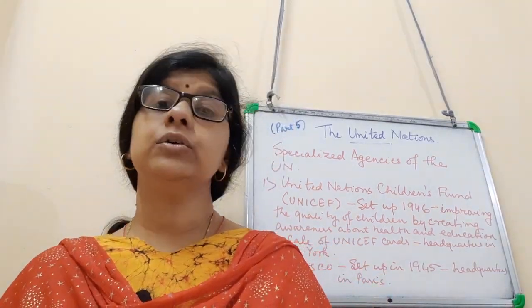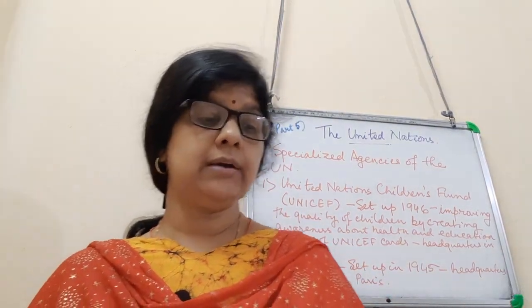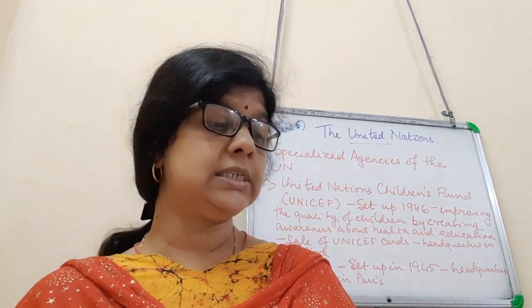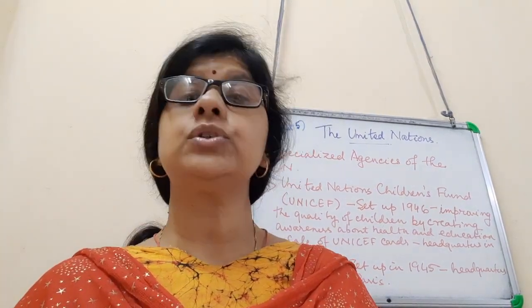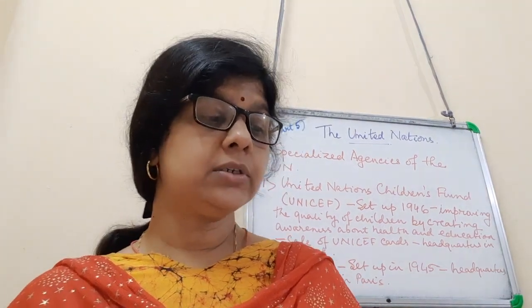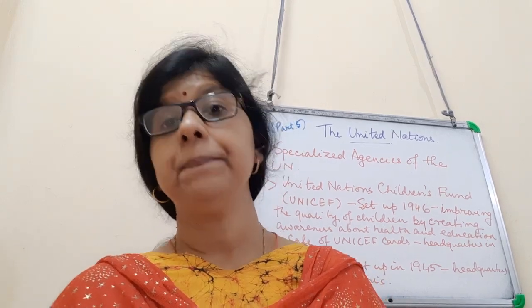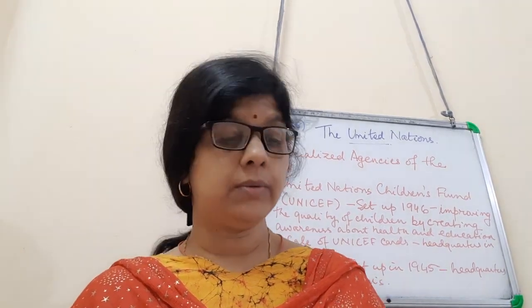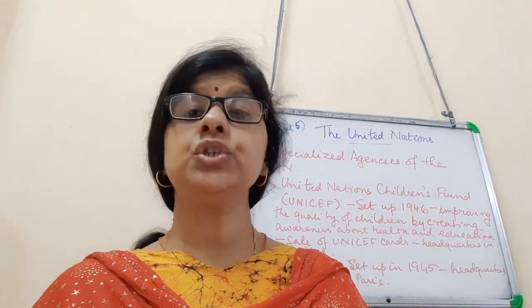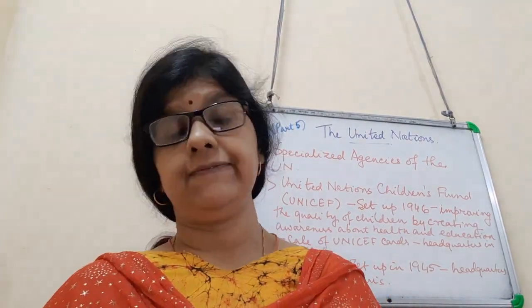So now we are going to study the specialized agencies of the United Nations. Besides the 6 major organs, there are many specialized agencies which work in the interest of human welfare. They work under the supervision of the Economic and Social Council. Now, first is the United Nations Children's Fund, or UNICEF.